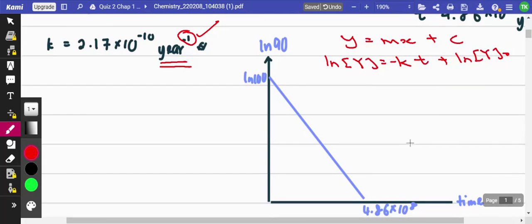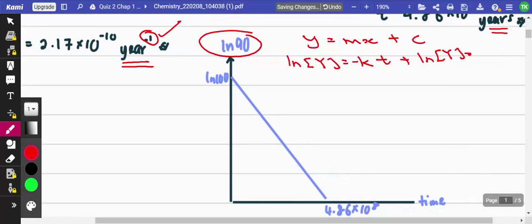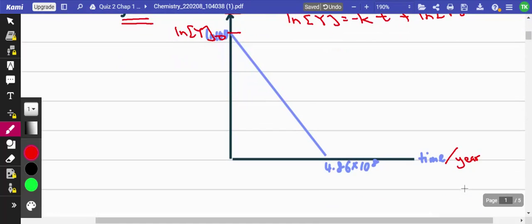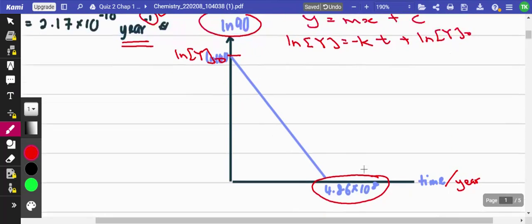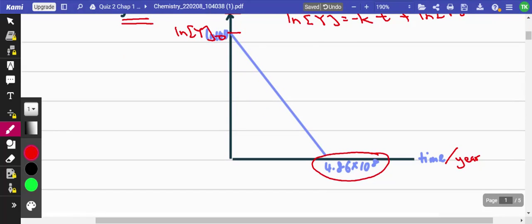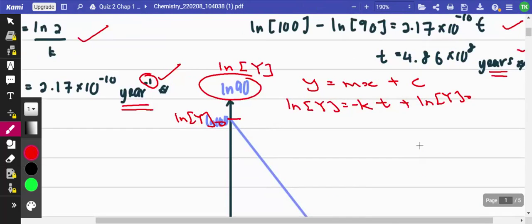The problem with this graph is labeling of axis. It should be ln Y, and then time, remember, is given in year, so you need to show the unit as well. For this one, you can just label ln Y initial. Then this part, you don't have to show it, because you didn't say that it is 10% as well. If we show here means that it is 0. So now we move on to the next one.